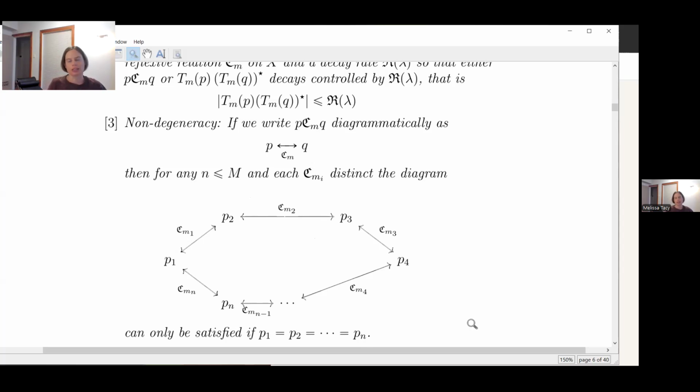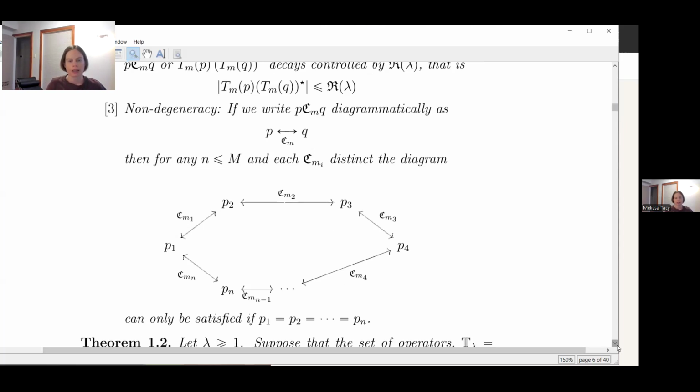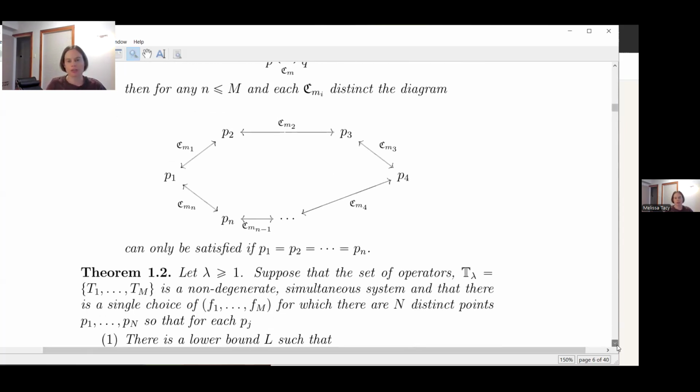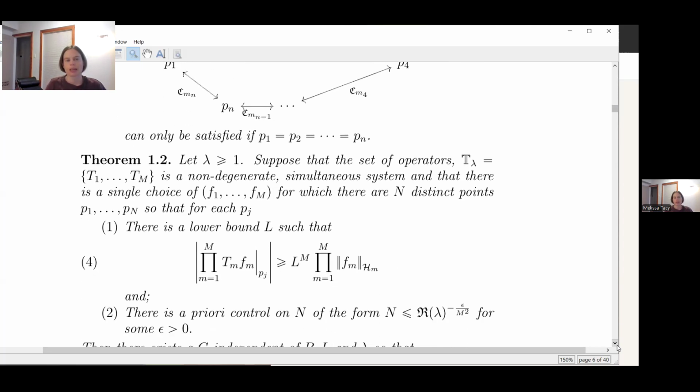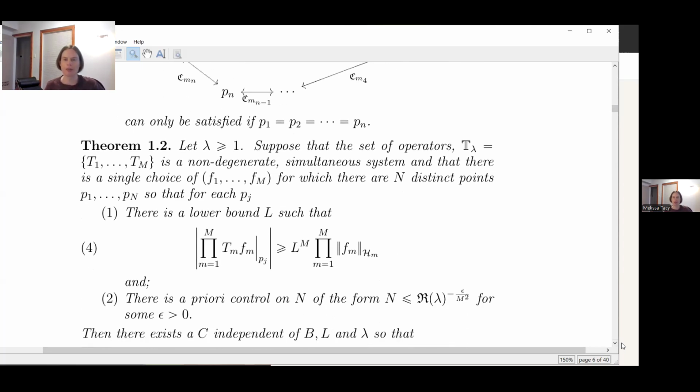So this is what we need to set up our system, and this is the group of objects we'll be dealing with. So then we'll move to what the major theorem says. The major theorem is telling us about, if we have one of these simultaneous systems, how can we measure some kind of bound on how many big points we have.